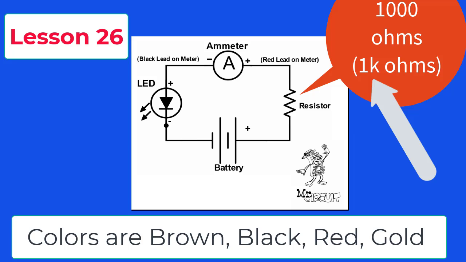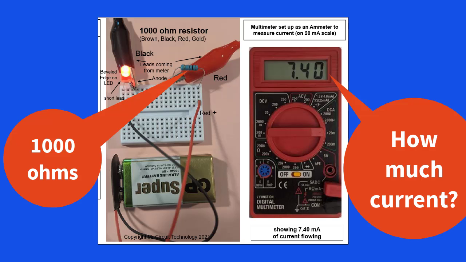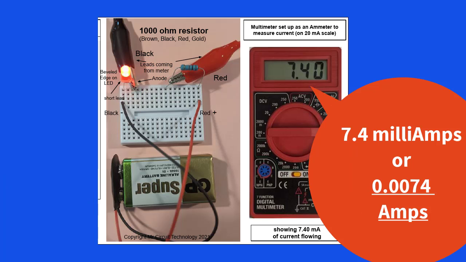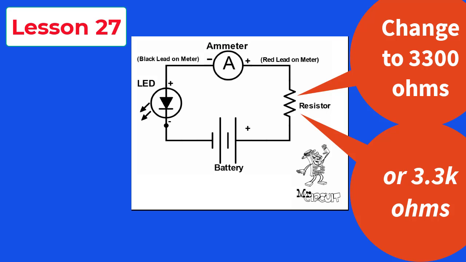We leave the selector knob in the 20M position and measure the current. How much current does our meter show in this example? Our display shows 7.40, which means 7.4 milliamps or 0.0074 amps. In lesson 27, we changed the value of the resistor to 3300 ohms. Just a note, 3300 ohms can be expressed as 3.3K ohms.